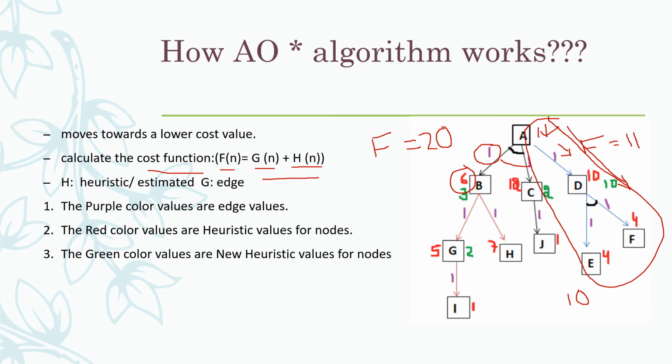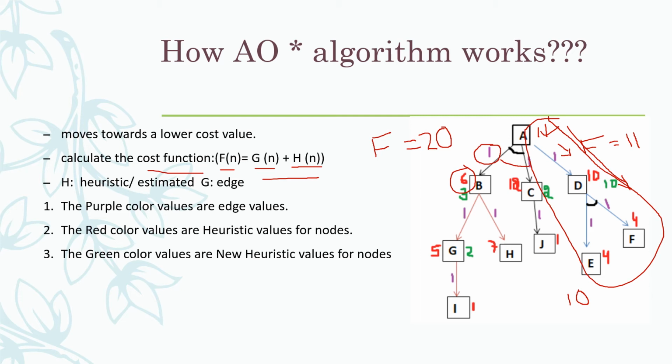But the problem is, the AO-star algorithm does not explore other paths when it gets a solution path. So it is possible that there will be a minimum cost function in other paths, but as it does not explore them, from the AO-star algorithm we can't find the optimal solution. But in A-star search it is possible to get the optimal solution, as it explores all the paths.